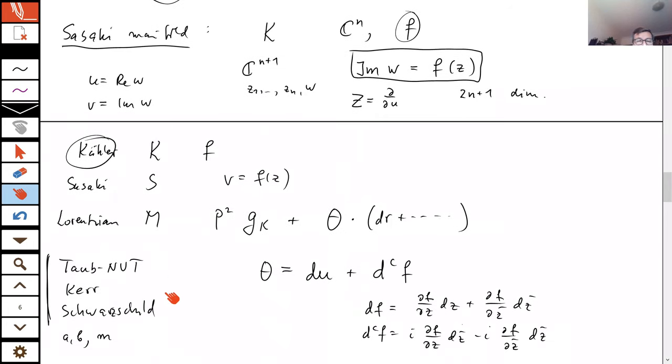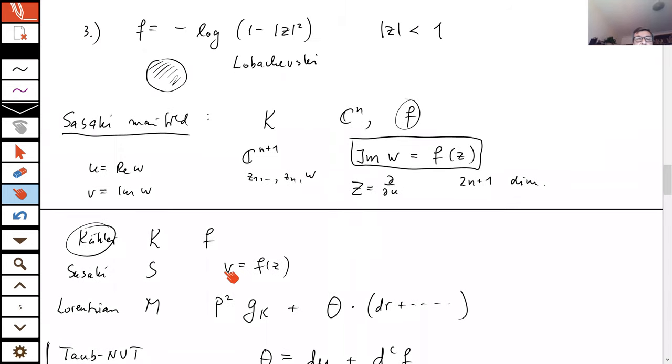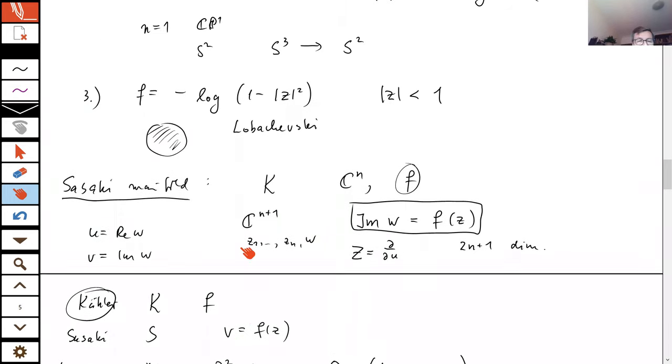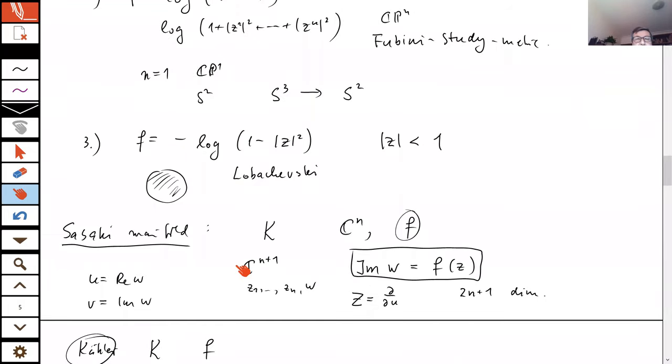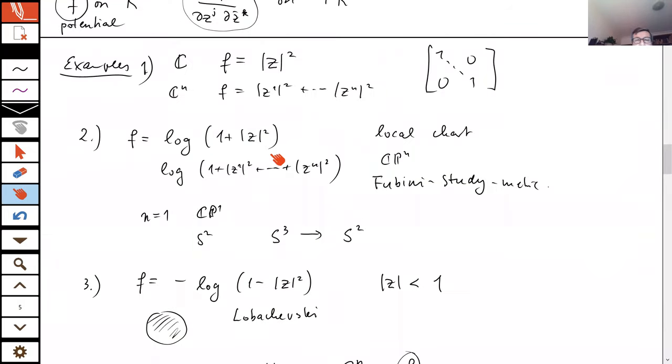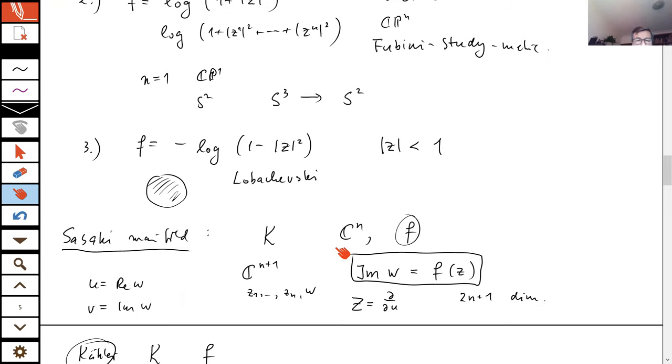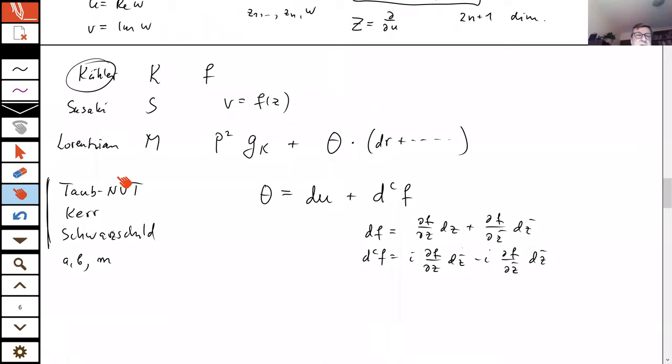Schwarzschild is related to a very trivial, not interesting CR manifold, and Kerr is related to some Sasaki manifold which is not homogeneous. So I think 1 divided by 1 plus z squared is then the potential. So we can write out these potentials, and we have not seen these potentials in relation to Kähler manifolds and to Sasakian manifolds referred to in the literature.